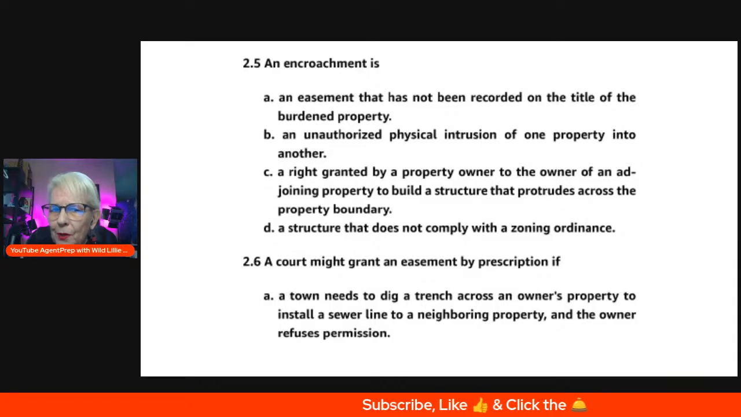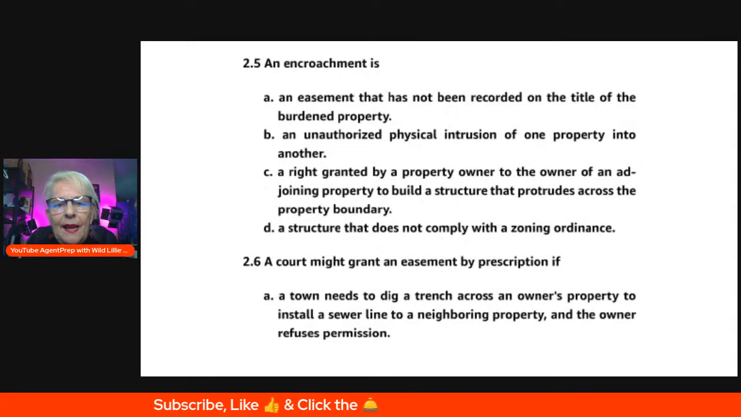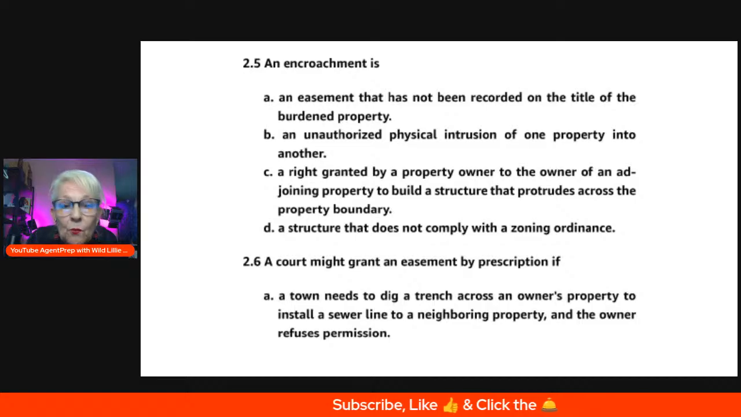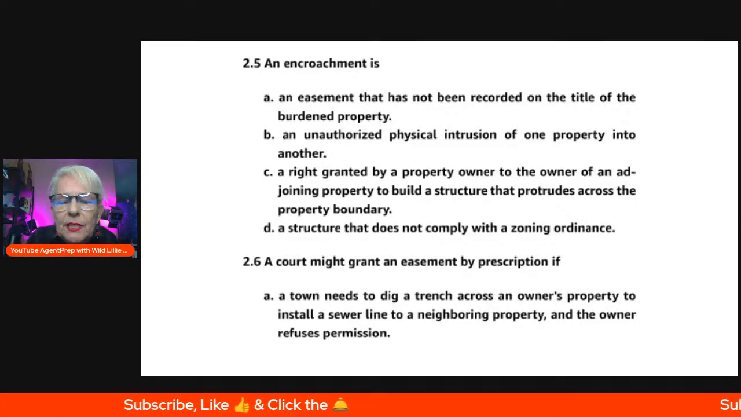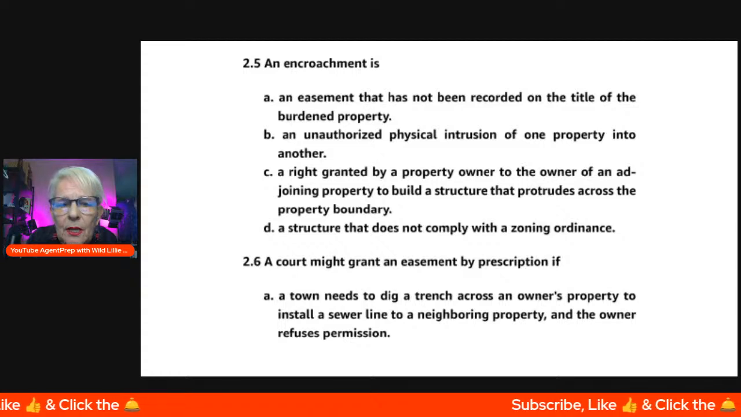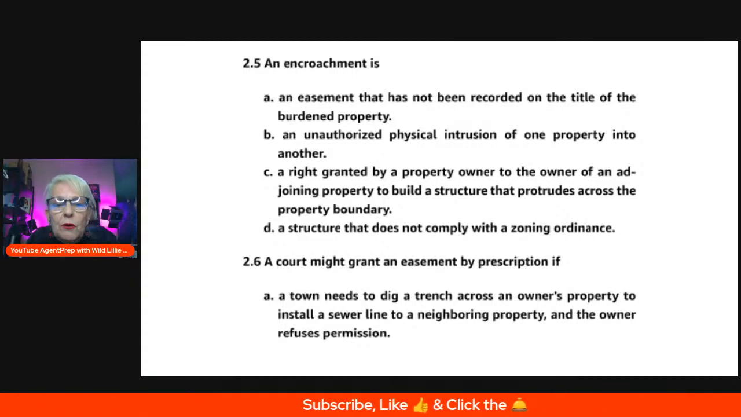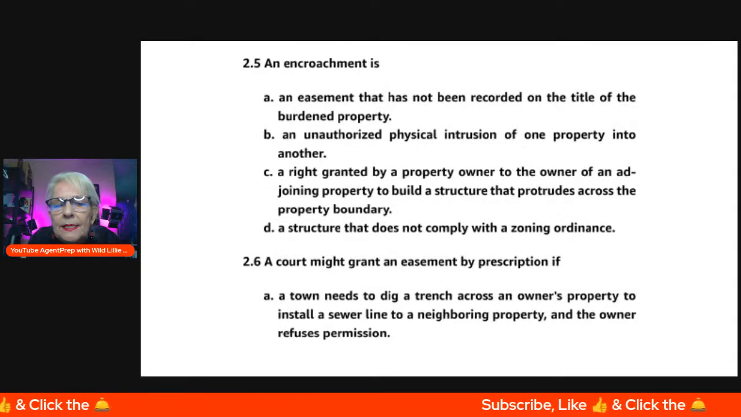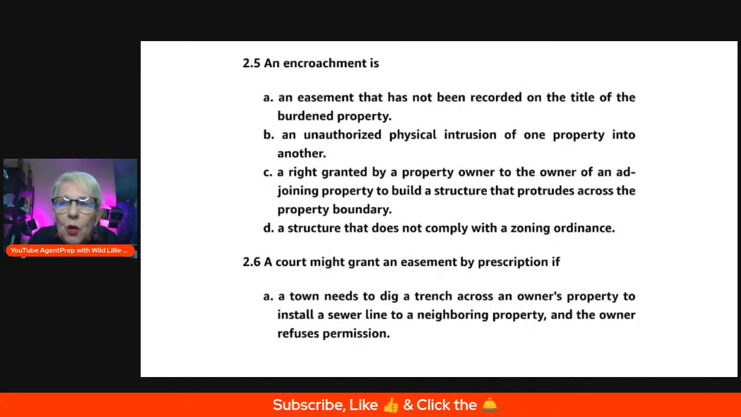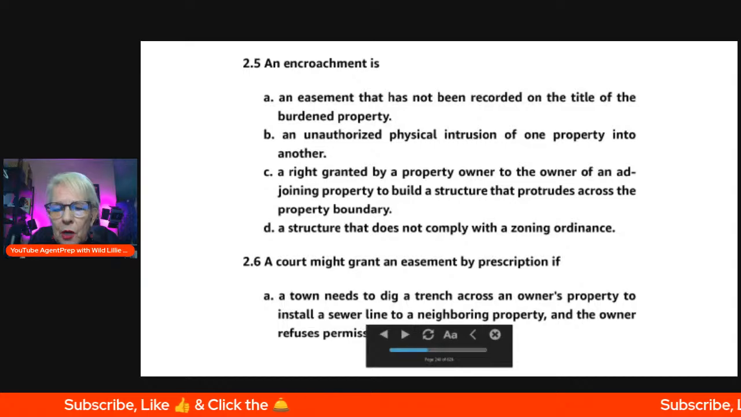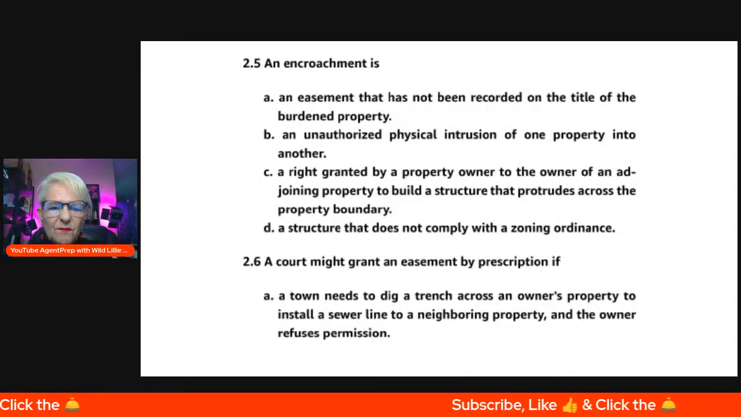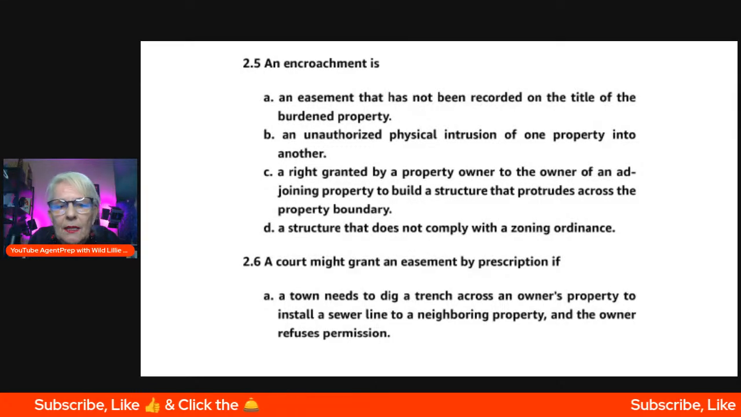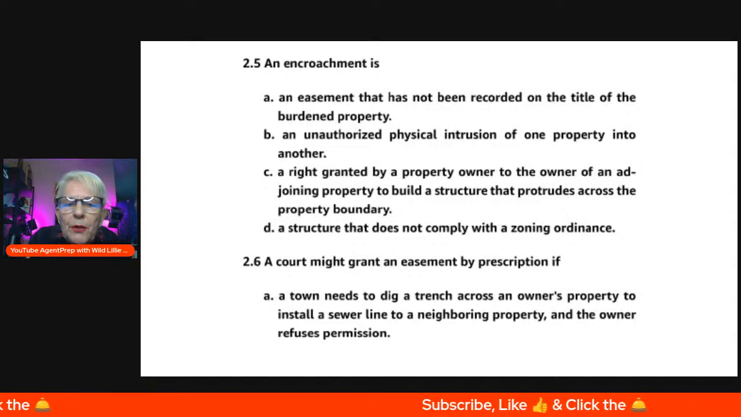Number 5, an encroachment. What is an encroachment? We've just been talking a little bit about that. A, it's an easement that has not been recorded on the title of the burdened property. What is burdened property? What is title? What is recorded? B, an unauthorized physical intrusion of one property into another. C, a right granted by a property owner to the owner of an adjoining property. What is an adjoining property? To build a structure that protrudes across the property boundary. D, a structure that does not comply with a zoning ordinance. So what is an encroachment? So the answer here, an encroachment, is B, an unauthorized physical intrusion of one property into another.